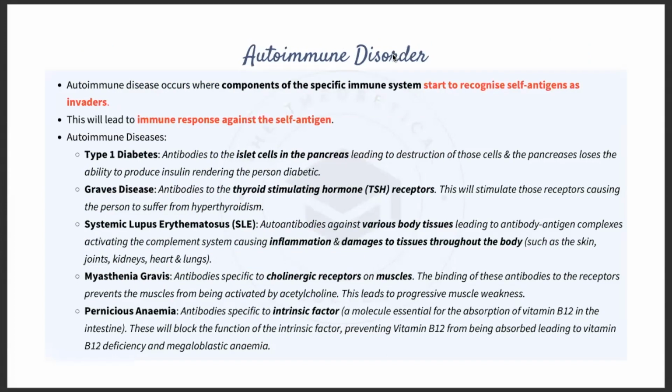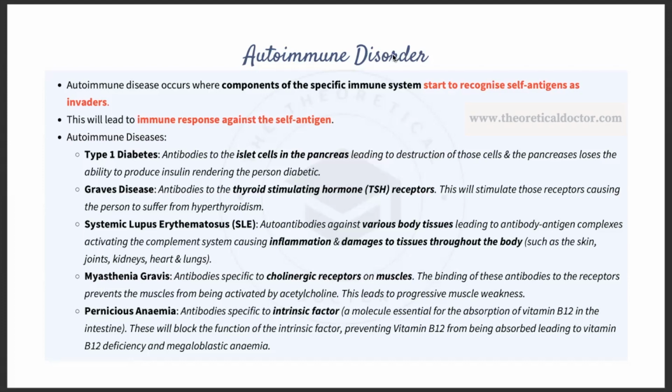Autoimmune disorder. An autoimmune disease occurs where components of the specific immune system start to recognize self-antigens as invaders, meaning they start attacking themselves. So this will lead to an immune response against the self-antigen. Here are a few examples of the types of autoimmune diseases. Obviously there are more, but I'll just go through 5.